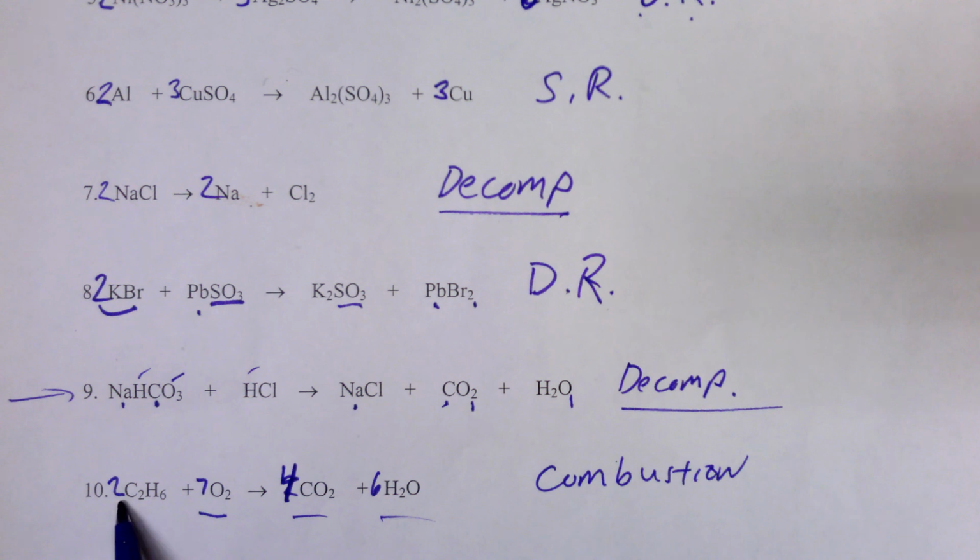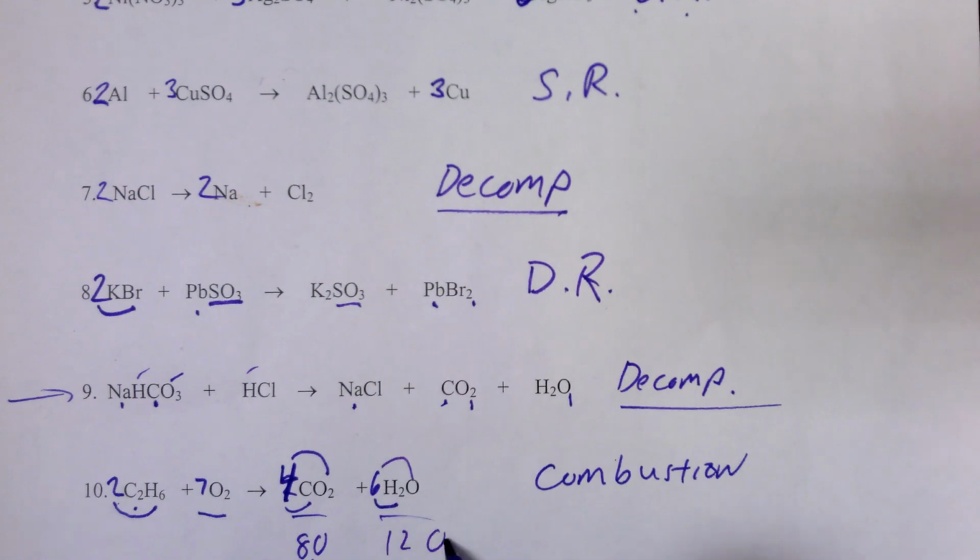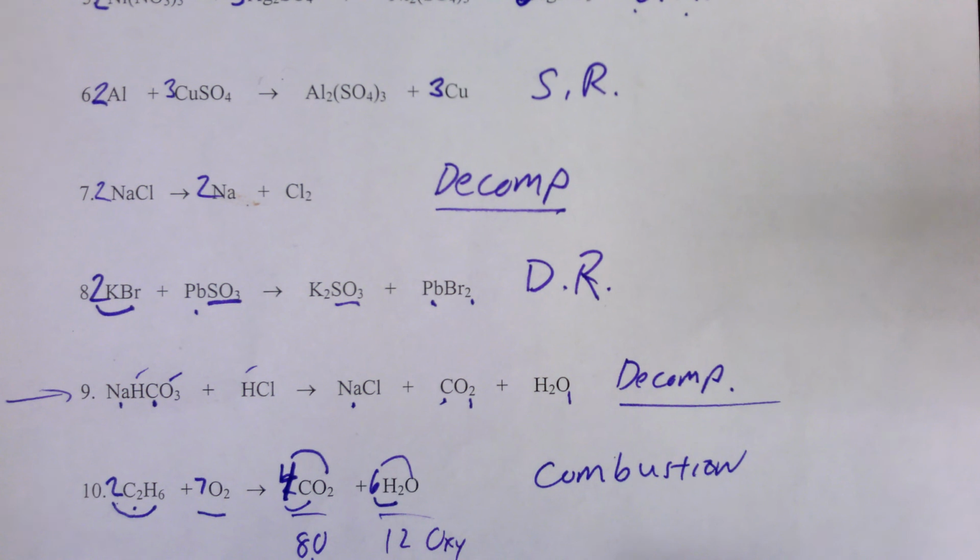Let's count up the atoms here. We've got 4 carbons here, 4 carbons there. It's balanced. Now on this side, I got 2 times 6 hydrogens makes 12. I'll take 6 times 2 on this side makes 12. They're balanced. Let's look at the oxygens now, though. We've got 4 times 2 there makes 8 oxygens. But 6 times 2 here makes 12 oxygens for a total of 14 oxygens, which is why I put a coefficient of 7 here, because 7 times 2 makes 14.